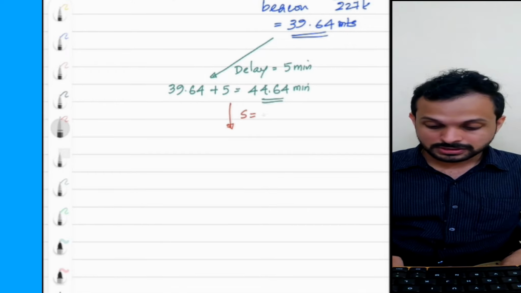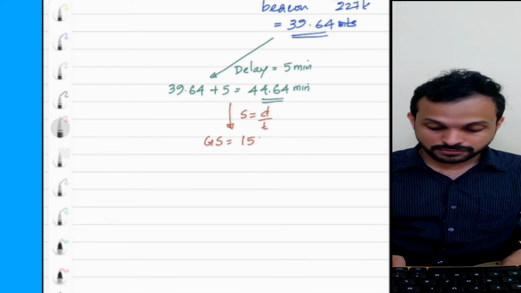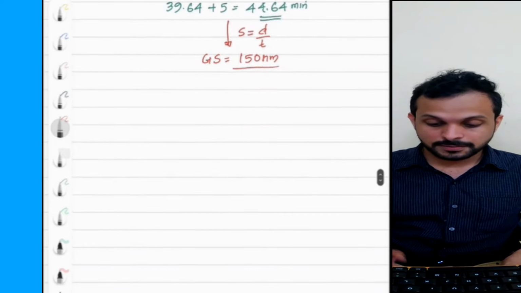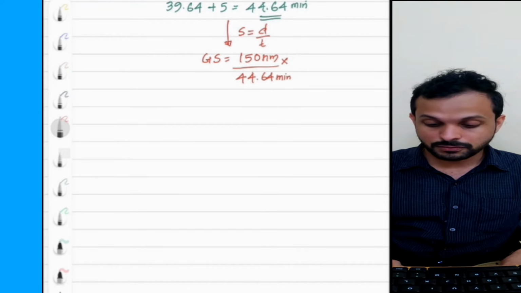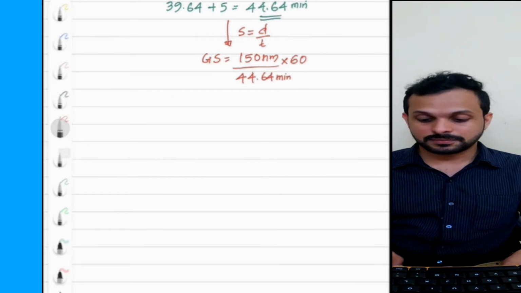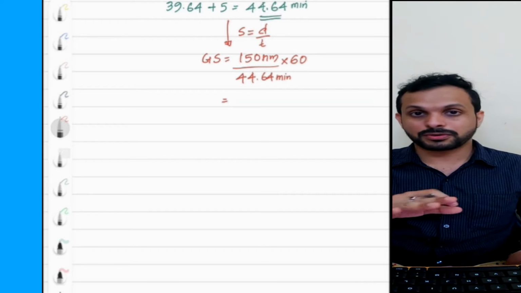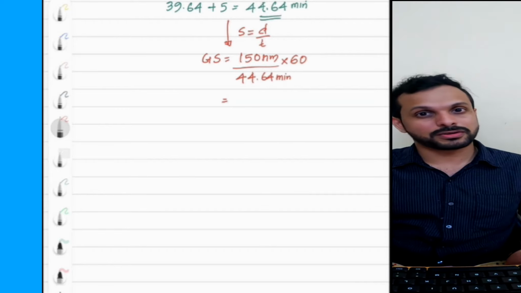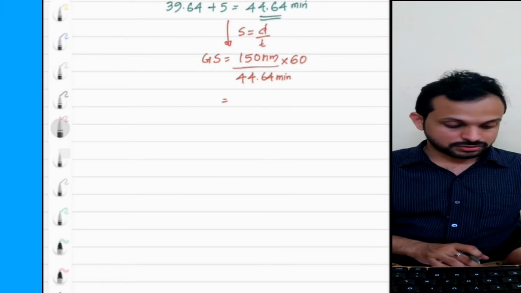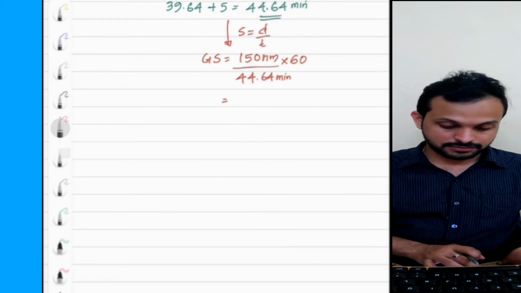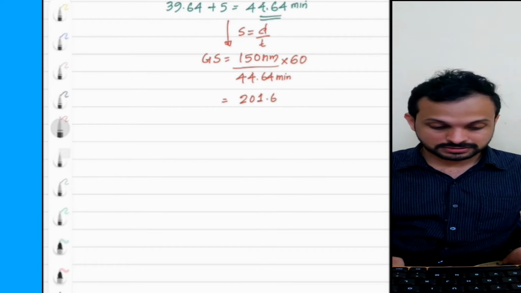So we have the time here and we have the distance, which is again the same. We know speed is equal to distance divided by time, and therefore the ground speed is equal to the distance of 150 nautical miles divided by the time of 44.64. Remember, this is in minutes, which means you have to convert it to hours by dividing by 60. These are very small yet important points which you have to remember, because you might know the concepts, you might know the pathway, but you might go wrong on these things. Very small but important points to note. So let's find out 150 times 60 divided by 44.64, and that's going to give you 201.61 knots.